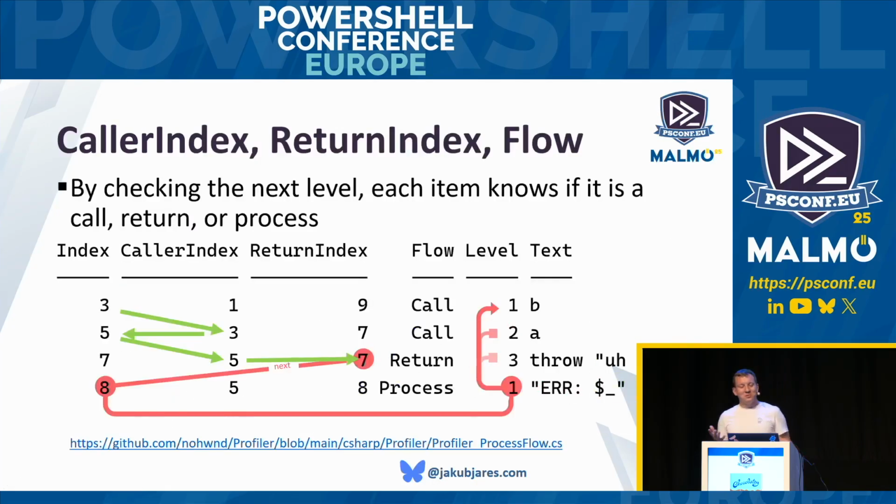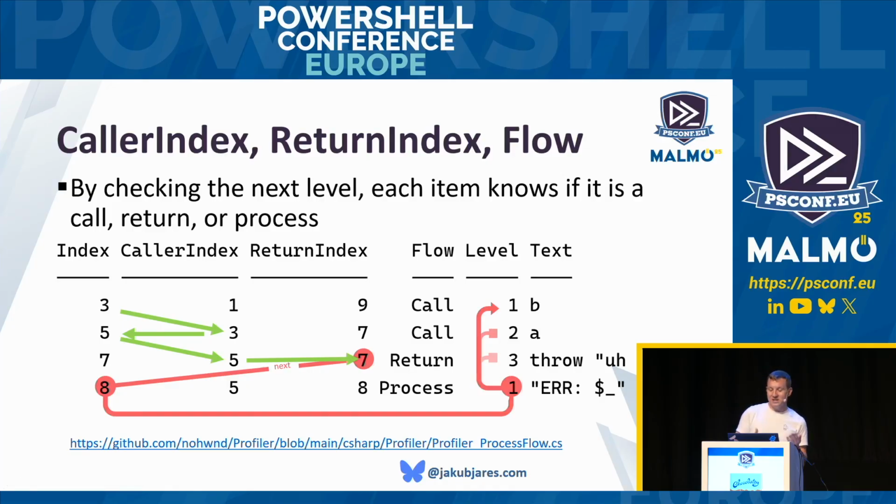And then there's more complications where we are using the index. So every single item has an index in this event list. And then we have the caller index, which is who called me, so I can go back to him. And then we have the return index. Where am I returning from this function?